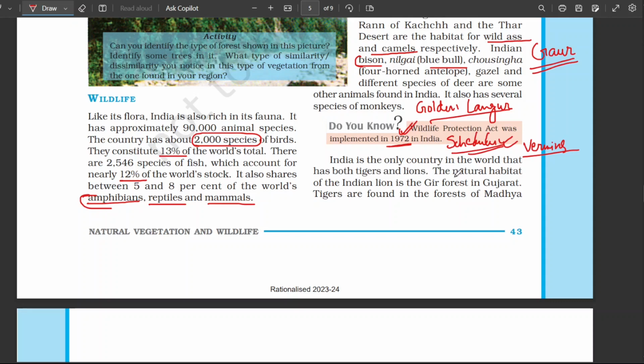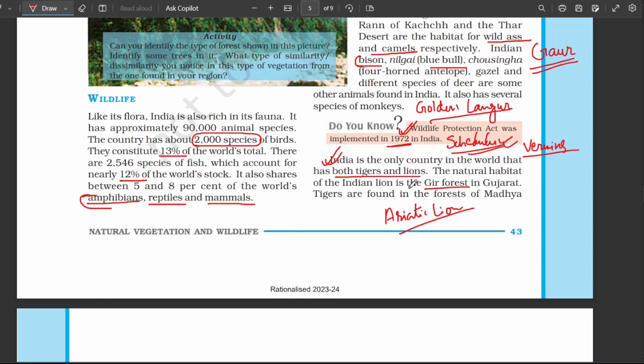India is the only country in the world that has both tigers and lions. See, some important facts are there. Only country in the world to have both tigers and lions. The natural habitat of the Indian lions is the Gir forest. Natural habitat of lion is Gir forest in Gujarat. They are Asiatic lions. There are African lions, right?